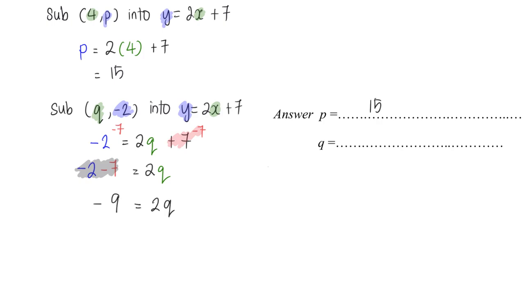So obviously from here, if 2Q is negative 9, what do I do next? I'm going to divide by 2 on both sides of this equation. I'll get Q is equal to negative 4.5.